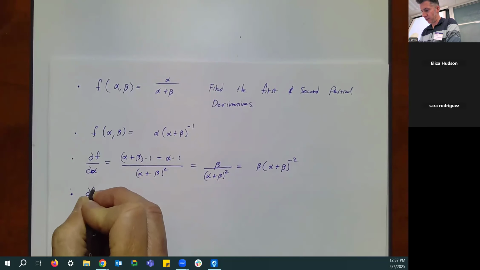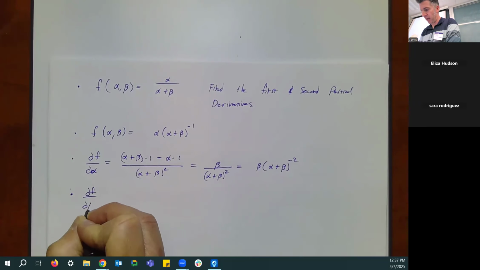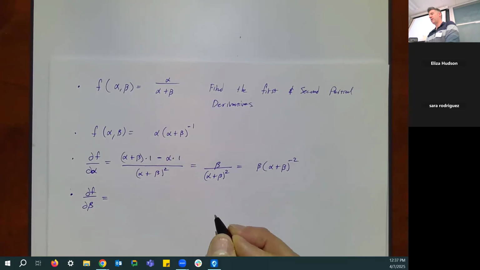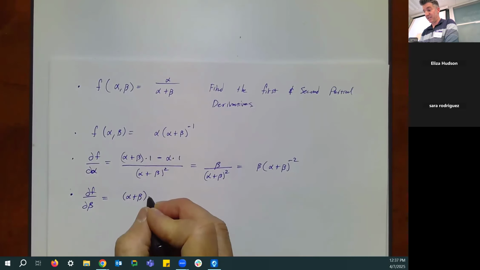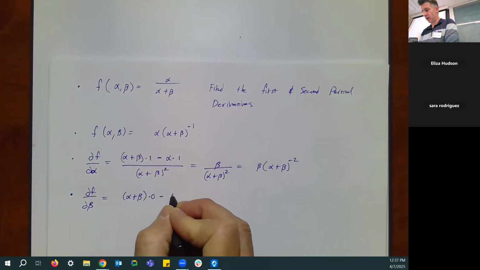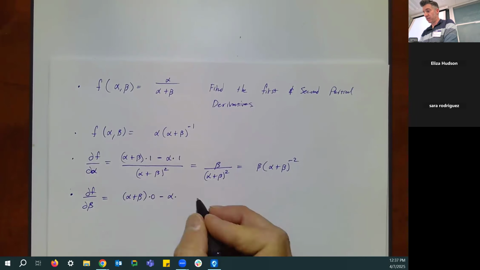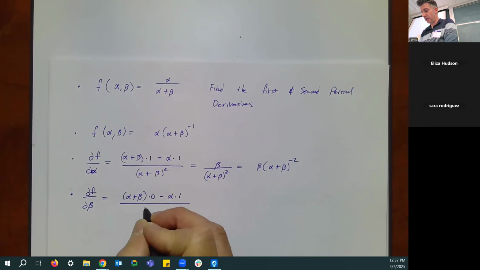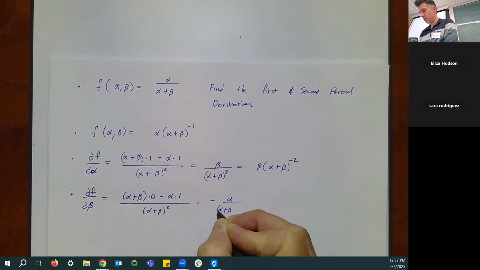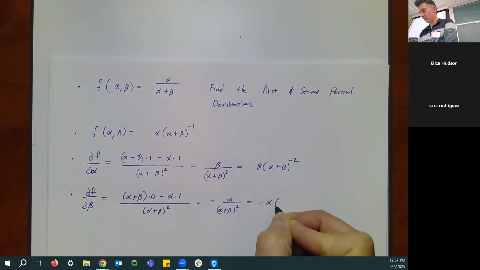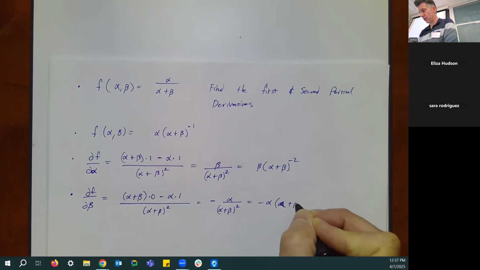Let's go the other direction. Del f del beta. In this case, I'm still going to use the quotient rule, even though the numerator is a constant. So I'm going to get the bottom multiplied by the derivative of the top, which is 0, minus the top times the derivative of the bottom, which is still 1, all divided by the denominator squared. So this is just negative alpha over alpha plus beta squared, or negative alpha times alpha plus beta to the -2.